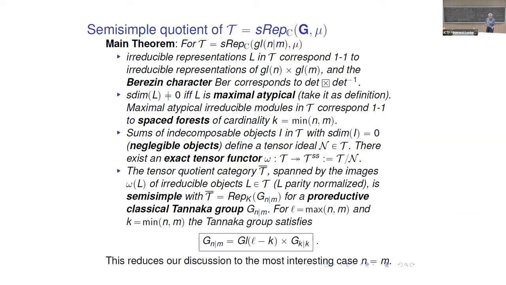The whole category decomposes into blocks, so the direct sum of abelian categories, there are no extensions between the blocks. And the maximal atypical ones form one block, and that's the block where the highest Loewy length arises. And if n is different from m, you can easily compute the Tannaka groups and reduce it to the Euclidean case, which is the most interesting and the most difficult case.